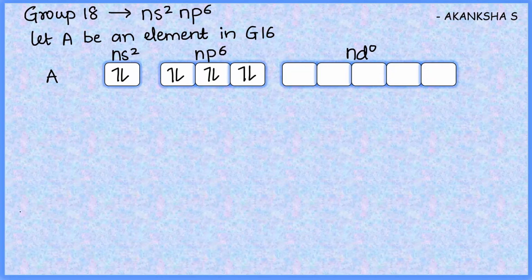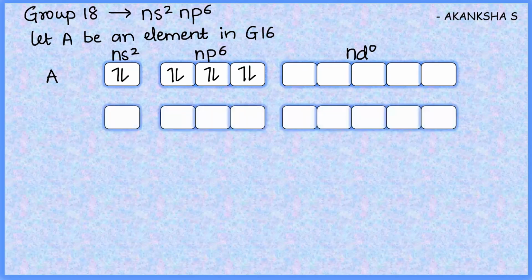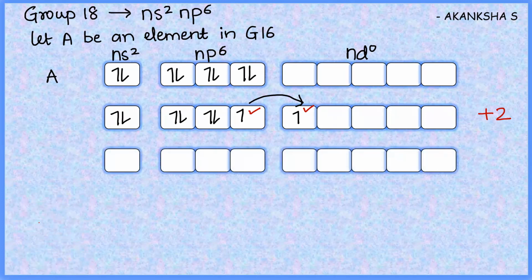Problem is that there are all paired electrons. There are no unpaired electrons. All are paired electrons. So first things first, what do we need to start with? Unpairing. We start with unpairing. So let's unpair this electron. We have a vacant d orbital, we'll unpair it. So now how many unpaired electrons? 2. So what is the oxidation state? +2.